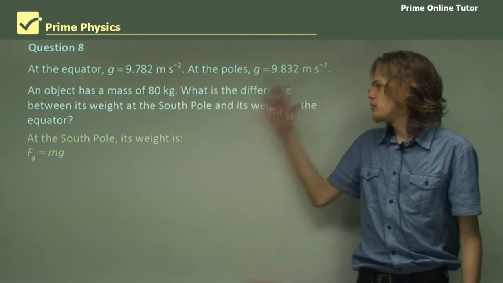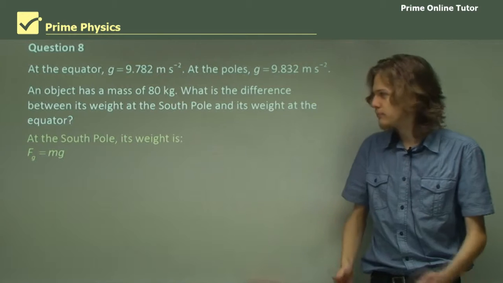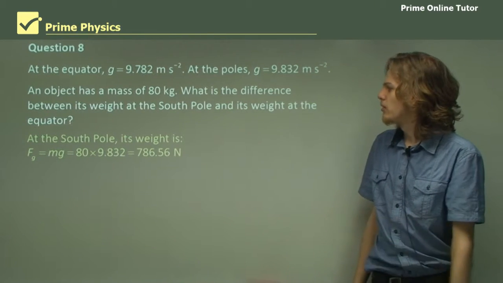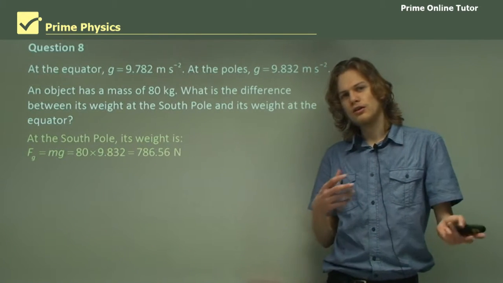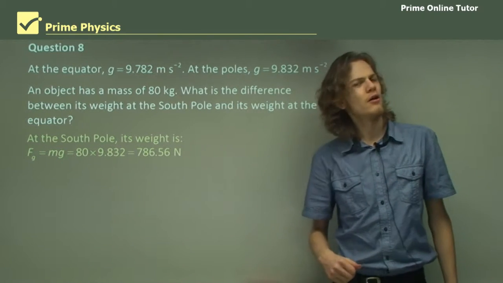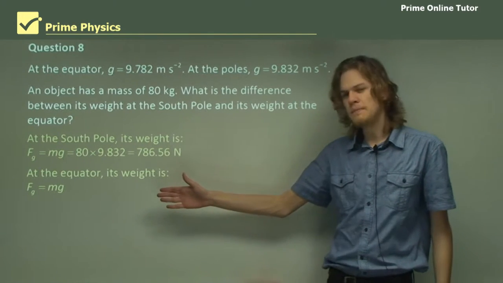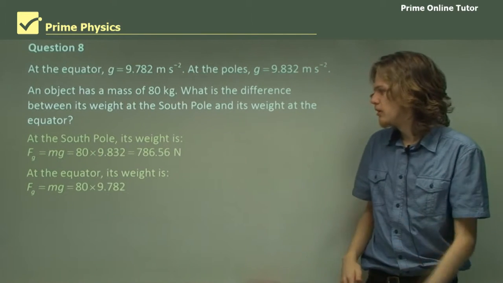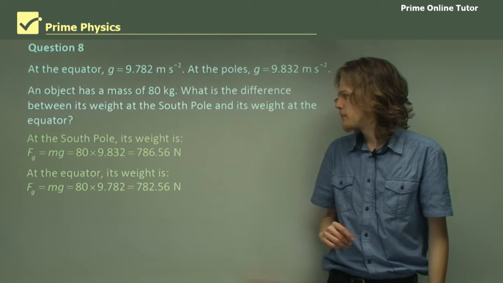We know what g is at the poles, and we know what m is. So the force, the weight, is 80 times 9.832, or 786.56 newtons. So that's the weight of an 80 kilogram object at the poles. How about the equator? Well, it'll be a similar sort of thing. Once again, we use F equals mg, but now the gravitational acceleration is given by this number. So its weight will be 782.56 newtons.